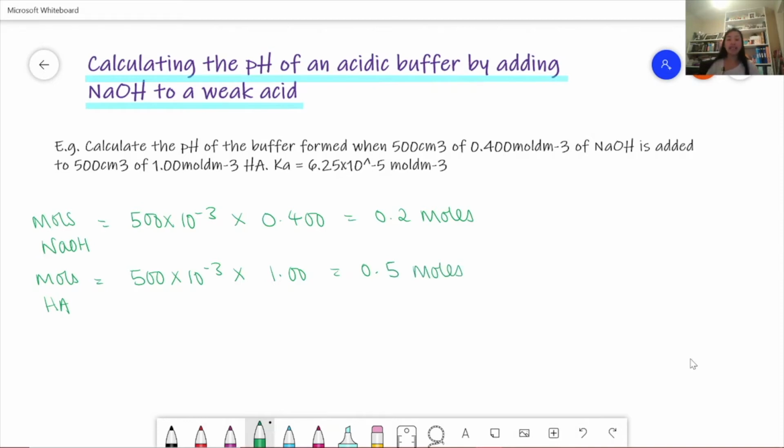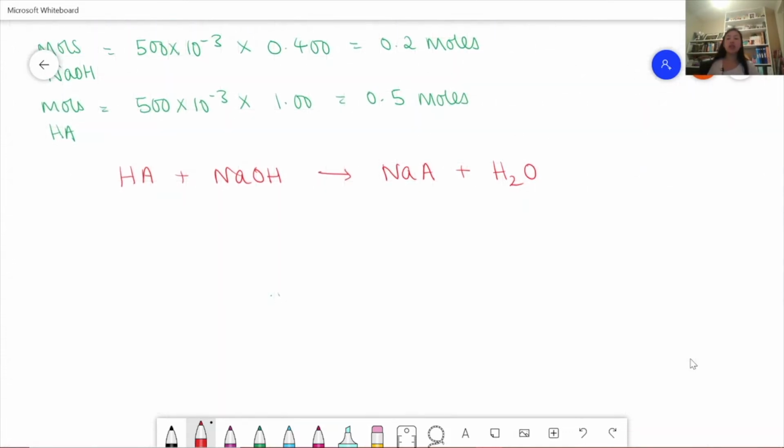Now the next thing I do is write out the equation of the reaction that's happening. We have a weak acid, HA, reacting with a strong base, which is sodium hydroxide, and this goes to form the salt, NaA, plus water. From this equation, we can see that it's a one-to-one relationship between the weak acid and the sodium hydroxide.